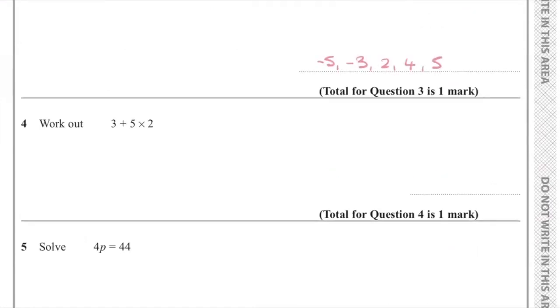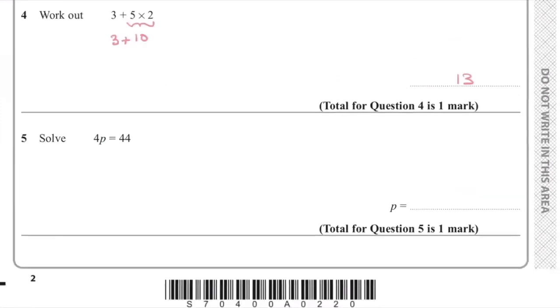This is our BIDMAS question, so we must do our multiplying first. So we've got 13, and then to solve, we need to get P on its own. We're going to divide through by 4, so P is 11.